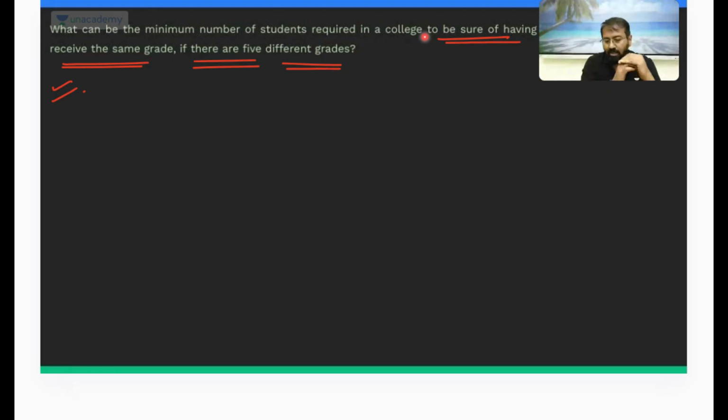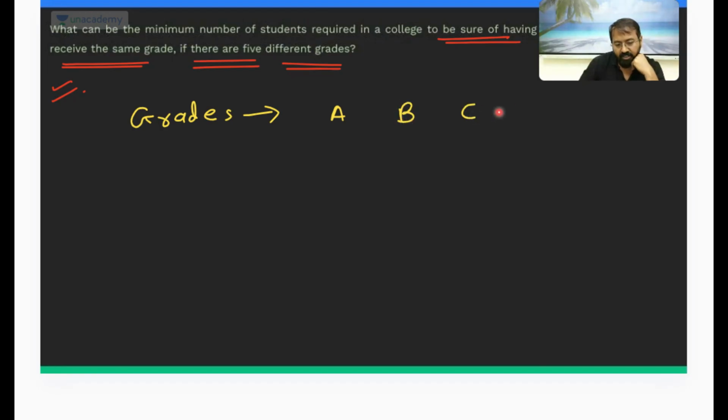No, it's not 10, it's not 30. Come on, guys. See, let's assume there are 5 possible grades. So the grades are, let's call A grade, B grade, C grade, D grade, and E grade. Okay, there are 5 possible grades.